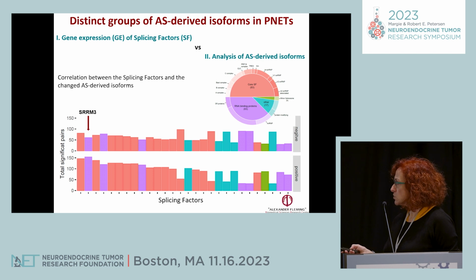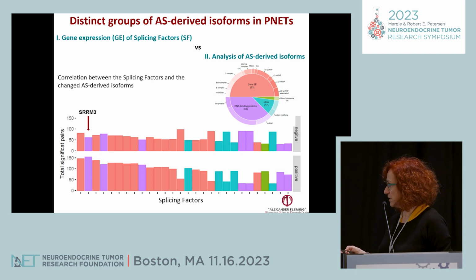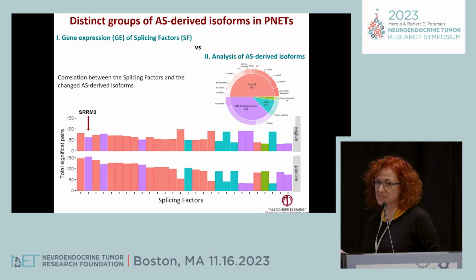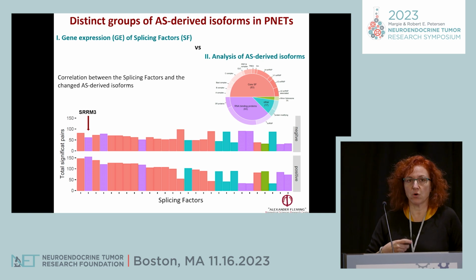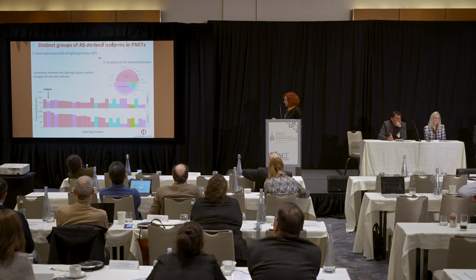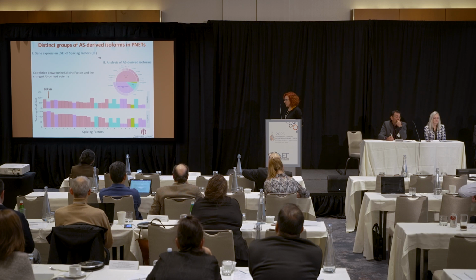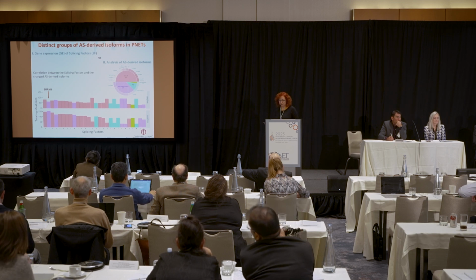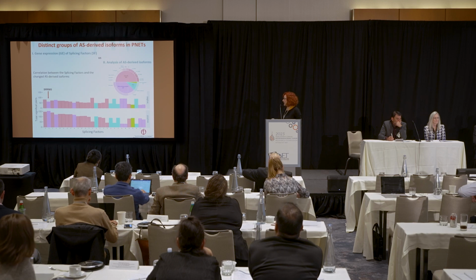So we looked for many splicing factors, but we would like to find a regulatory splicing factor rather than a core splicing factor, which would be important for the whole splicing that takes place in a cell. So doing these correlation studies, we identified SRRM3, which is a neuronal splicing factor overexpressed in PanNET samples, as a factor that possibly regulates the majority of the alternative splicing events that are deregulated in PanNETs.